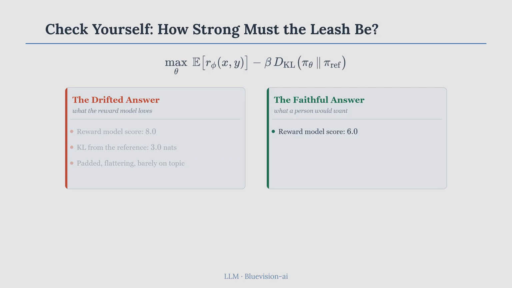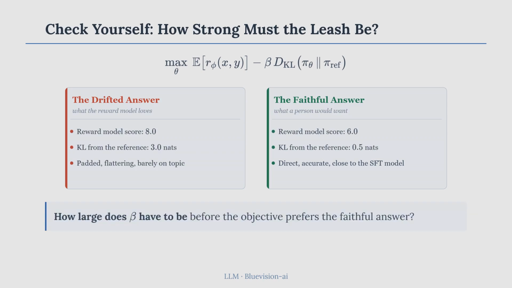The second one scores 6. Lower. But it stayed close to the reference. Half a nat. And it's the answer you'd actually want. Direct and accurate. So here's the question. How large does beta have to be before that objective prefers the faithful answer? Have a go before I show you.